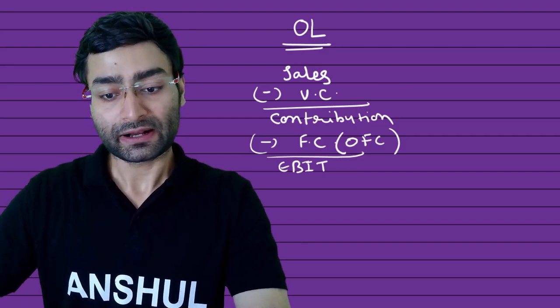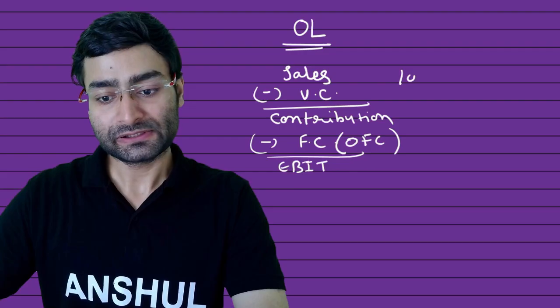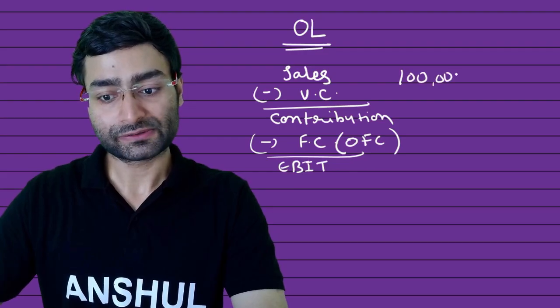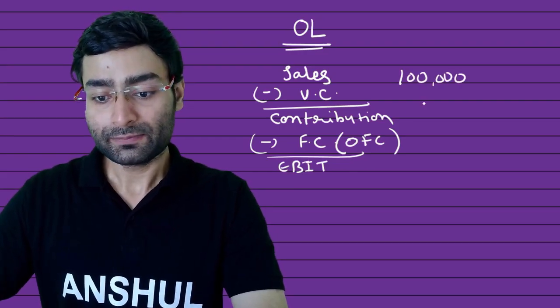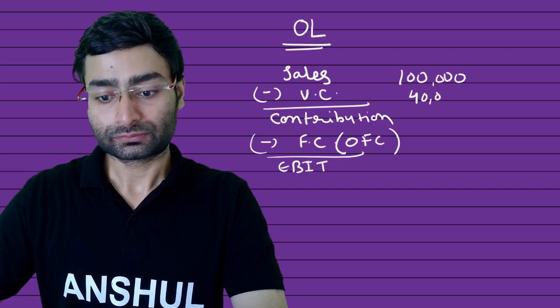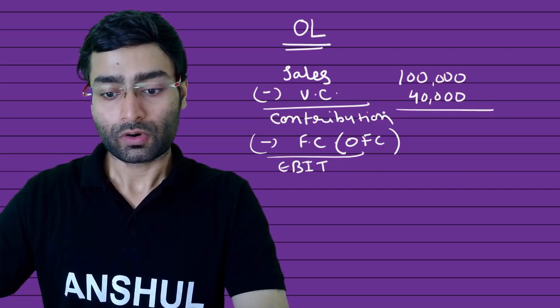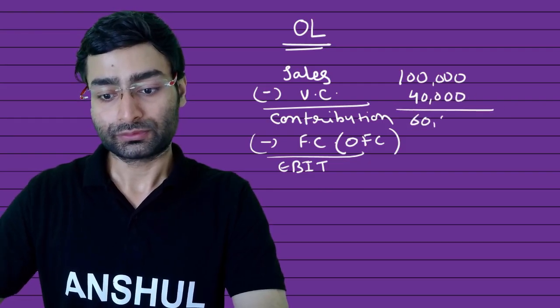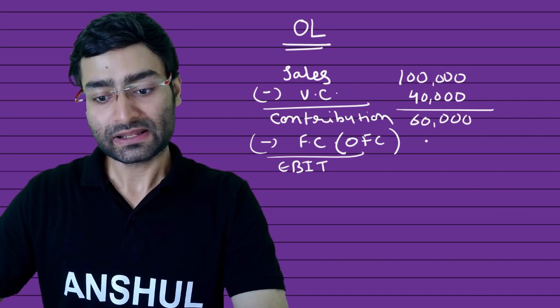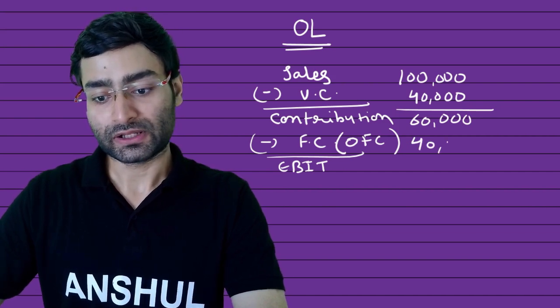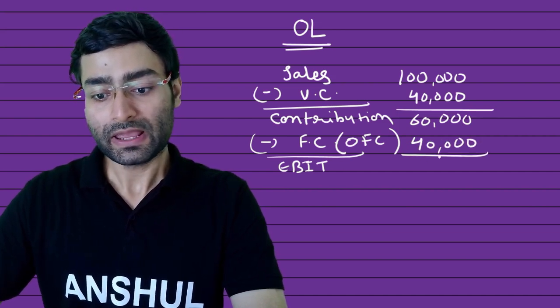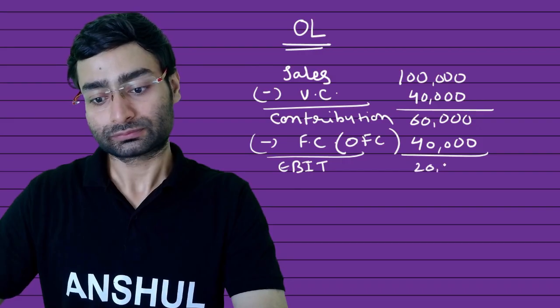So I'm taking some random figures. For example, sales is 1 lakh rupees. Variable cost is 40,000. Your contribution comes to 60,000. And let's say operating fixed cost is 40,000. And your EBIT comes to 20,000.